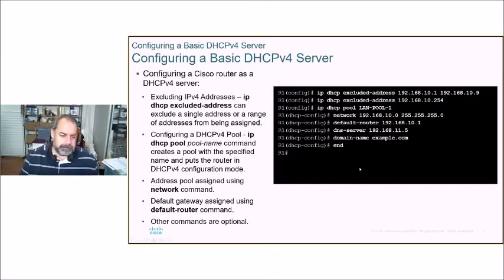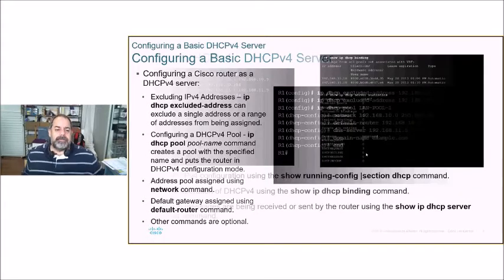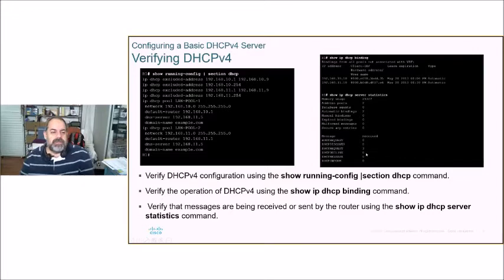But anyway, now you can do show running config to verify that it's working. There is also show IP DHCP binding, which shows you what MAC address is using which IP address as well. Or you can do show IP DHCP server statistics. So of course, another thing you would do is try it out with a host and make sure it gets the right details. That's always useful as well.